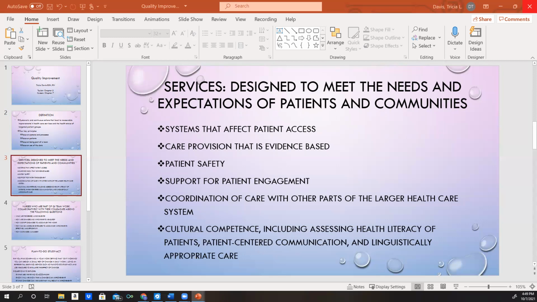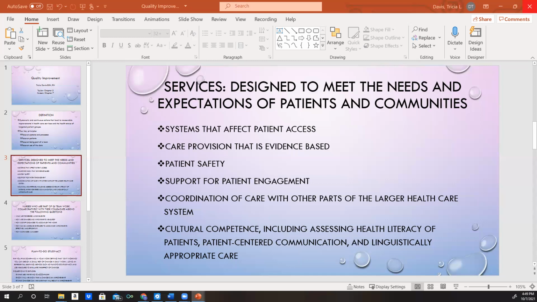And we want to allow support for patient engagement. So designing things like bedside handoff, where we actually go in the room at shift change with 2 nurses at the patient's bedside, go over the reason why they are here, what's important for today, what are the patient's goals. It gives that patient the opportunity to engage in their healthcare and make decisions regarding their treatment. Coordination of care with other parts of the larger healthcare system. So we know it's not just nursing, it's our physicians, our physical therapists, our occupational therapists, our speech pathologists, our social workers, our care managers.